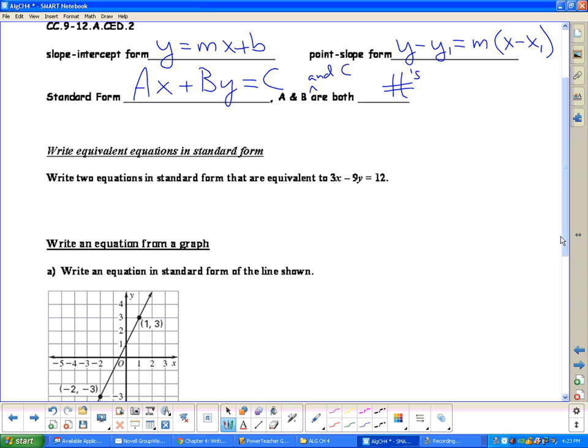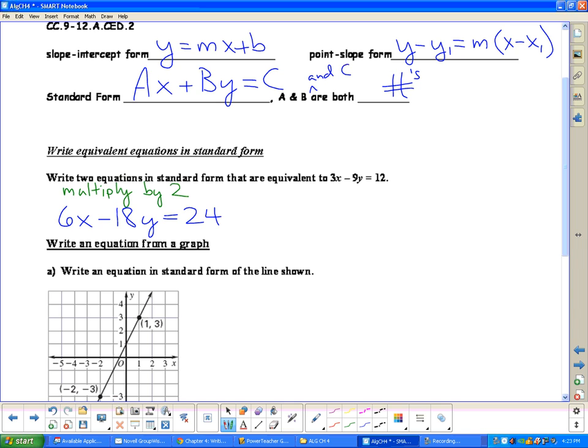One thing I could do is just multiply everything by some number. Doesn't matter. How about 2? So if I multiply everything by 2, then the 3x becomes a 6x. The minus 9y becomes minus 18y, and the 12 becomes 24. So it's written differently, it looks different, and the numbers are changed, but if I would graph this, it would be the exact same line because I did the same thing to all three of those numbers.